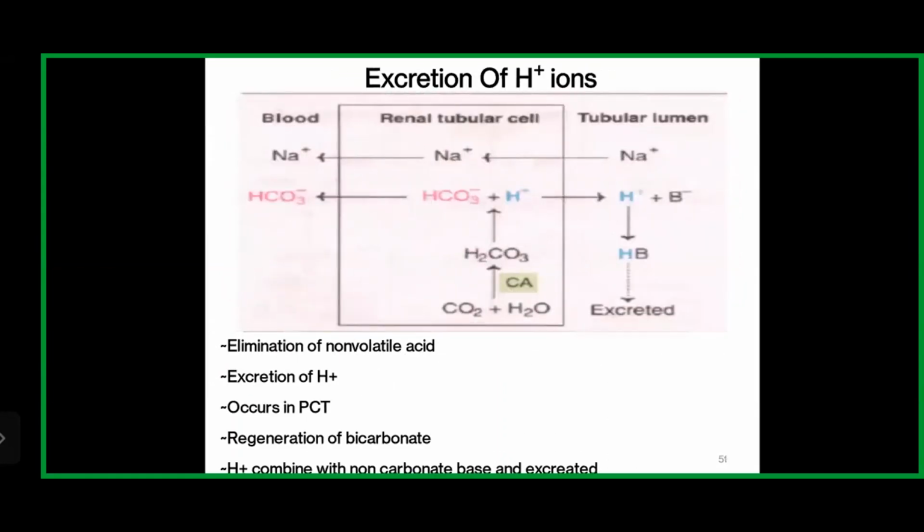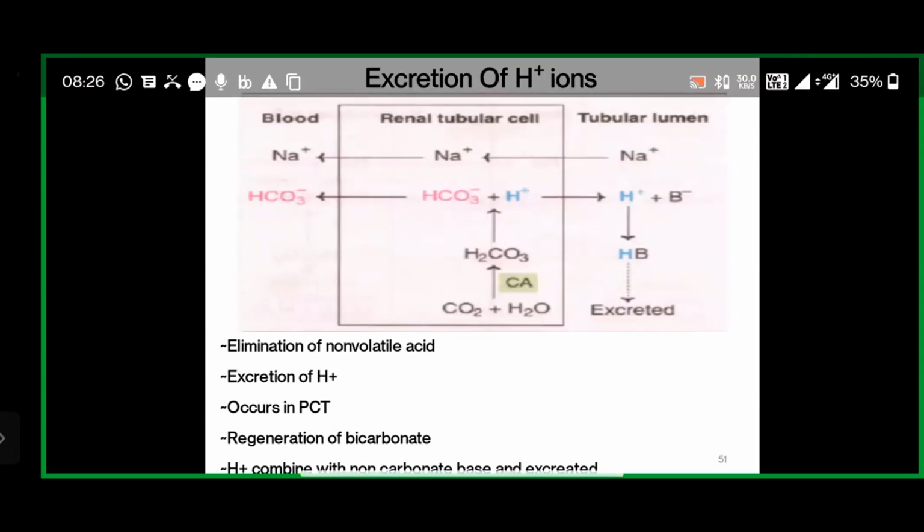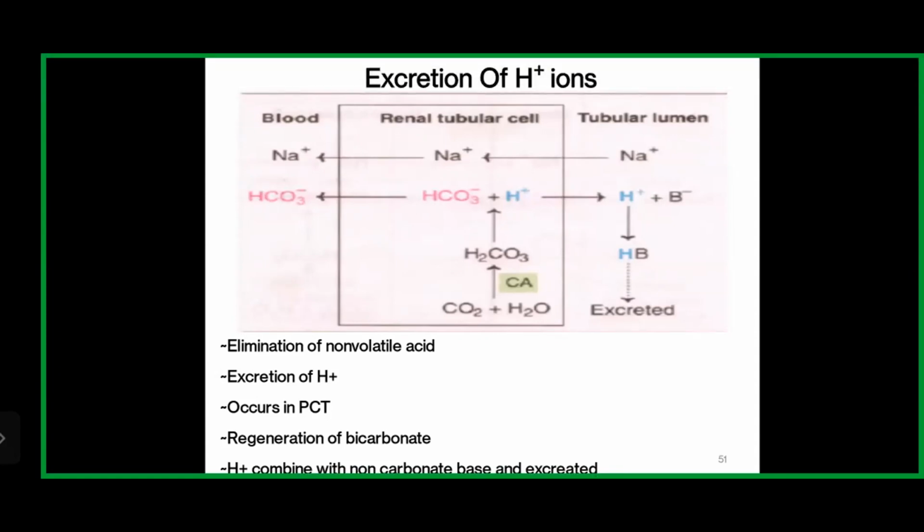Now, excretion of H plus ions. Excretion of H plus ions is already described: the H plus in the tubular lumen combines with the alkaline portion present in the lumen, and it forms a weak acid. And then this weak acid, with the help of carbonic anhydrase, is excreted. Similarly, in the renal tubules, CO2 combines with H2O, and with the help of carbonic anhydrase forms H2CO3. This H2CO3 is then dissociated into HCO3 minus and H plus. This H plus is then excreted. In this way, the elimination of non-volatile acid can be done. Excretion of H plus occurs in the PCT. Regeneration of bicarbonate is also happening, and the H plus combined with non-carbonate base is excreted.